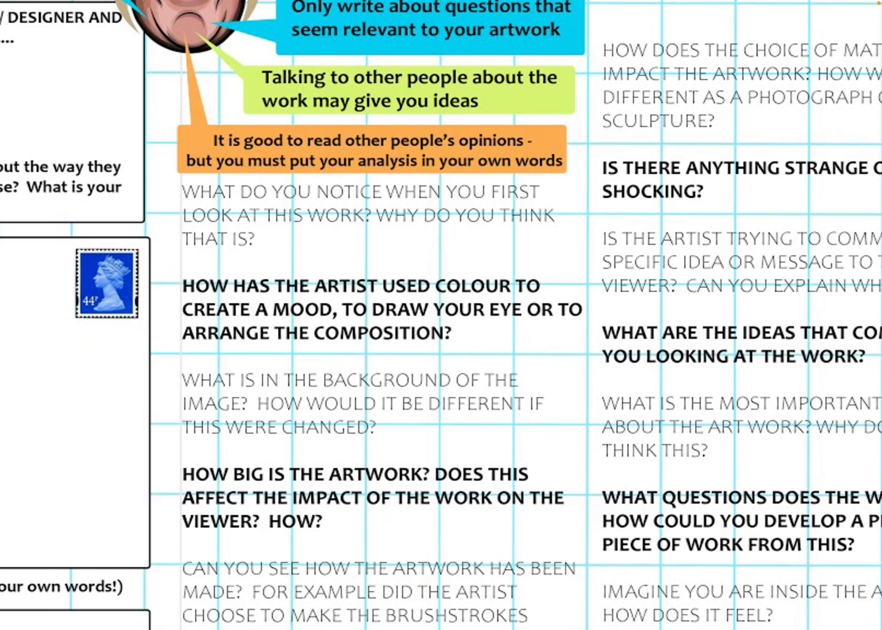So what's in the background of the image? How would it be different if this were changed? Has your work got a background to it? Is it very complex? Is it quite simple?